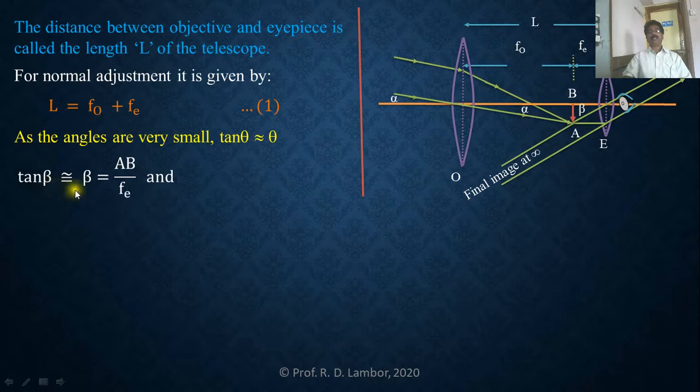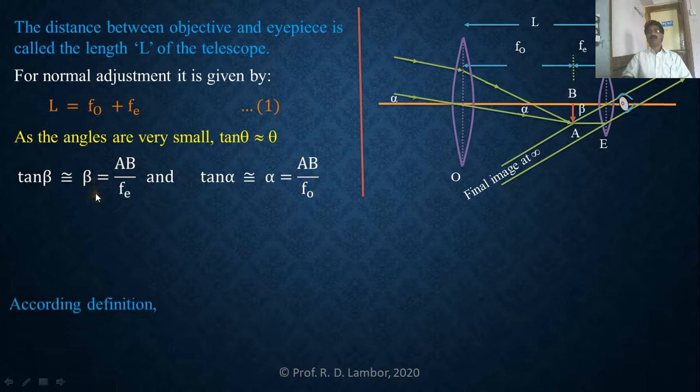See here, tan beta is equal to, म्हणजे नियरली इक्वल टू आपण बीटा घेऊ शकतो. That is equal to AB upon FE, from this right angle triangle we can write. And tan alpha from this right angle triangle we can write, which is AB upon FO. See here. Tan alpha nearly equal to alpha equal to AB upon FO. So in this way we got the visual angles subtended by the object and subtended by the final image.